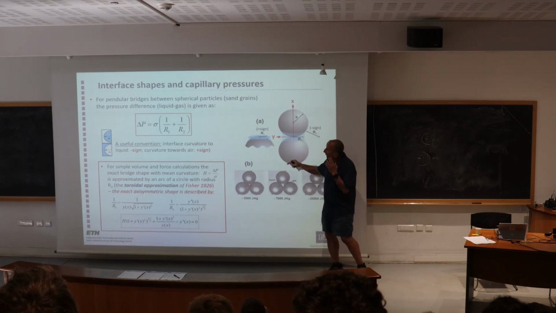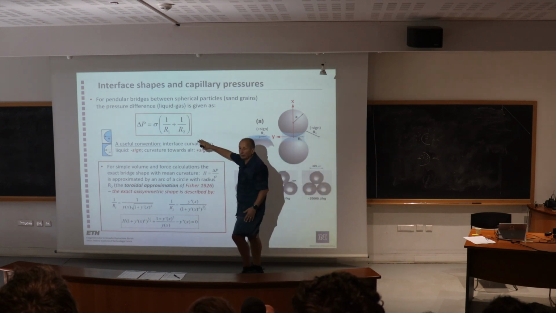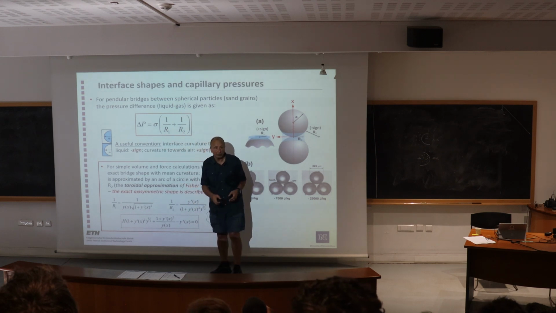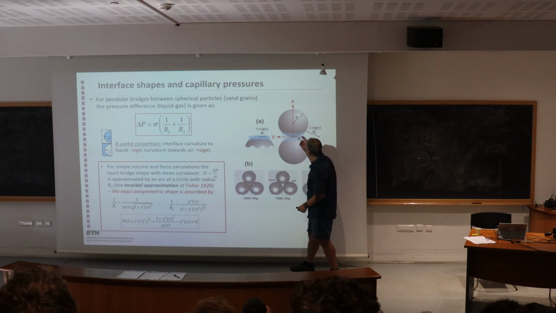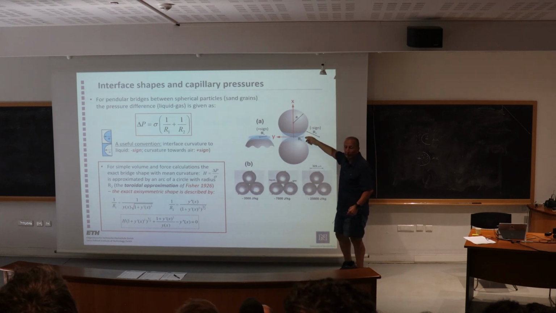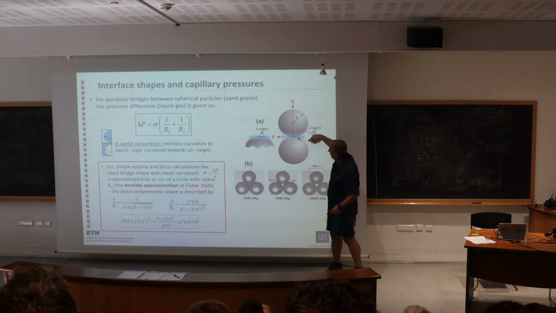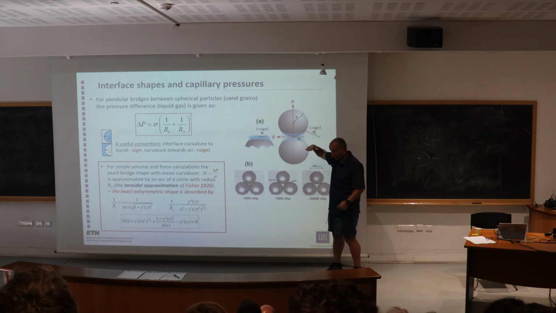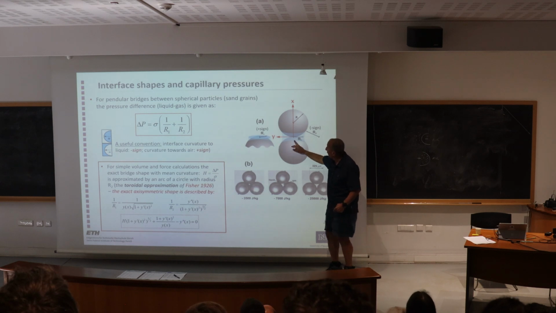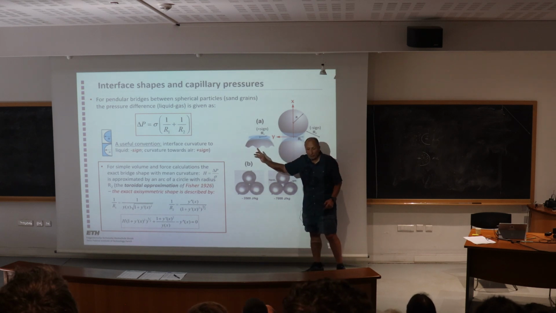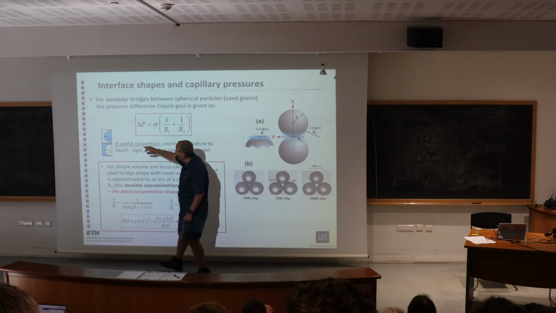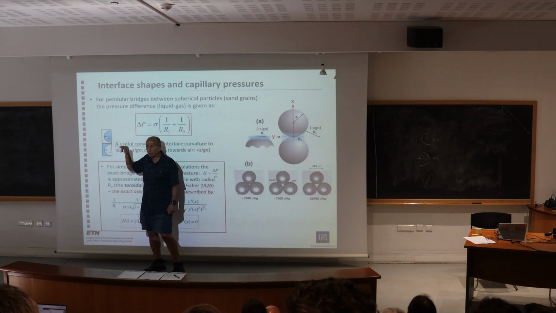liquid domains. The equation is very similar to the original Young-Laplace with a single curvature, except we have two types of curvature here. We have this curvature into the liquid, and we have the meridial curvature in the plane of the contact of the two grains. And so by convention, we assign a positive sign if the liquid bulges into the air.